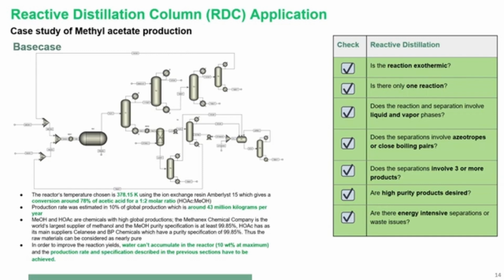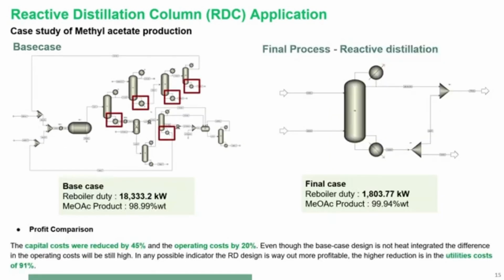Thus, the aim of this problem is to reduce the number of unit operations, reduce the energy demands, and improve the environmental impacts. By checking the set of rules for this problem, this process matches all the rules, so we can convert the whole process to RDC. For the base case design, which is the flowsheet on the left-hand side, the process hotspot can be identified, as shown in the picture, where a large amount of energy is consumed in the reboiler of the distillation column in the separation part.